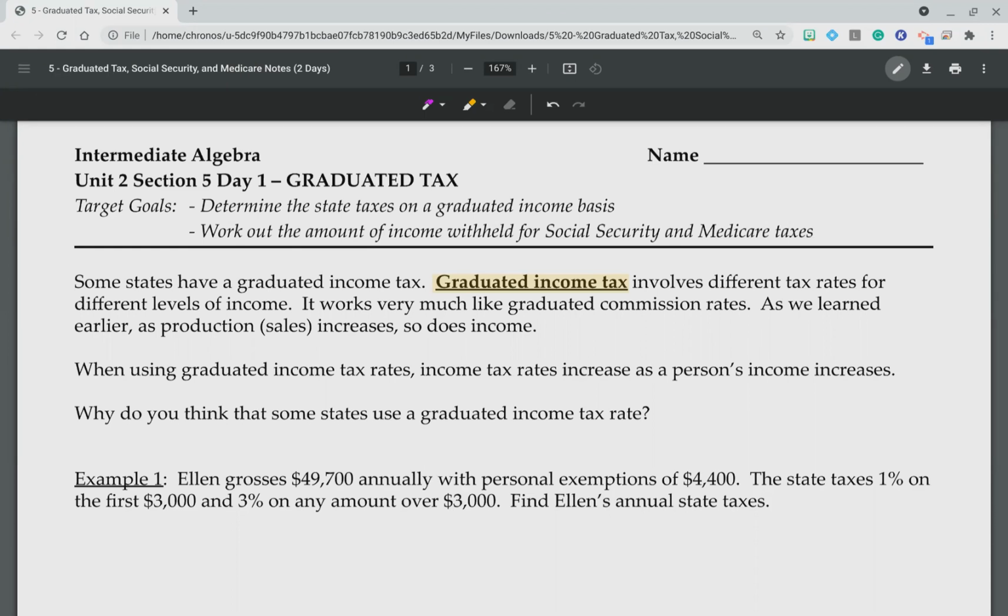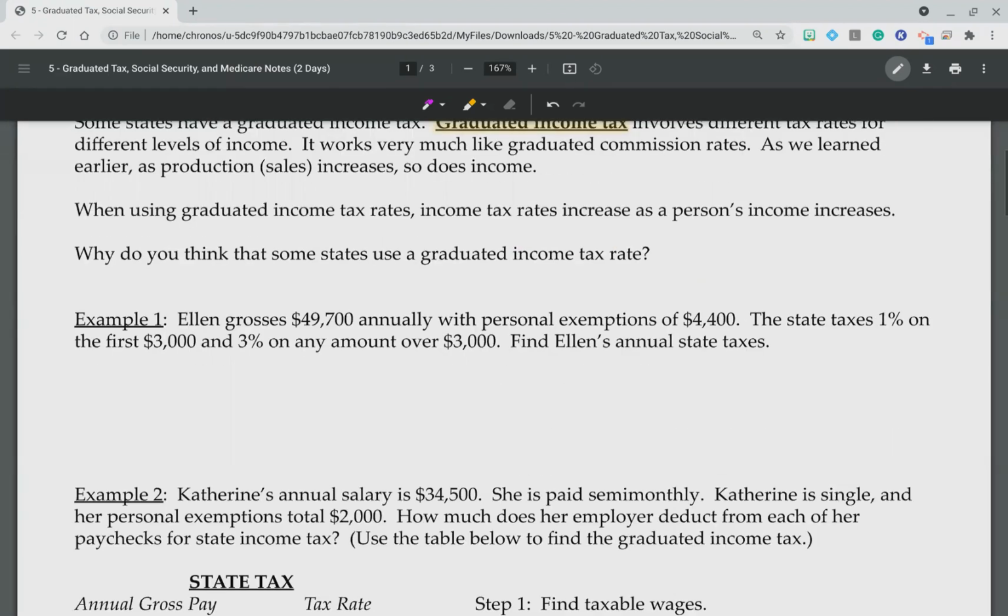So when using graduated income tax, rates increase as a person makes more money. So the more money that a person makes, the more taxes that they have to pay on that money. Okay, so just something to think about, why do you think some taxes use a graduated income rate? Well, there could be several reasons. I think in general, if people are making more money, then they can afford to pay more taxes than those of us who are making less money. So some states do decide to do a graduated income tax.